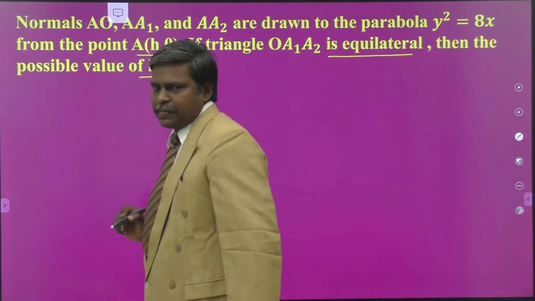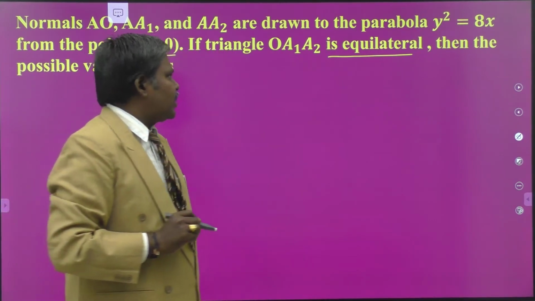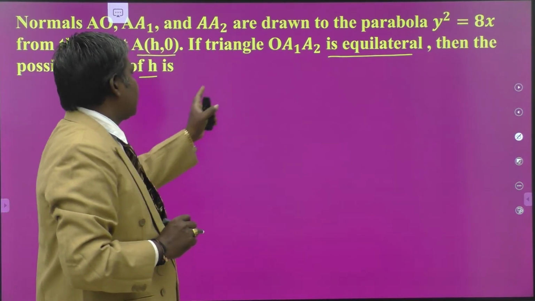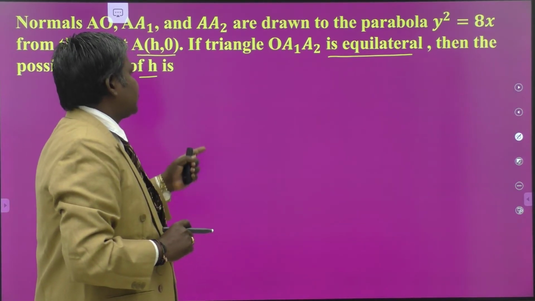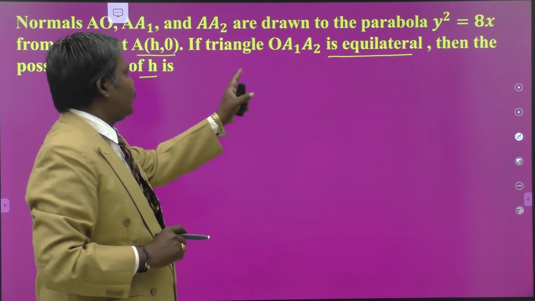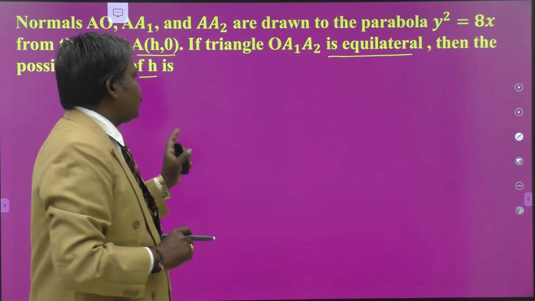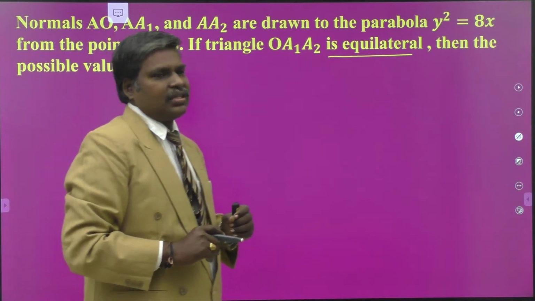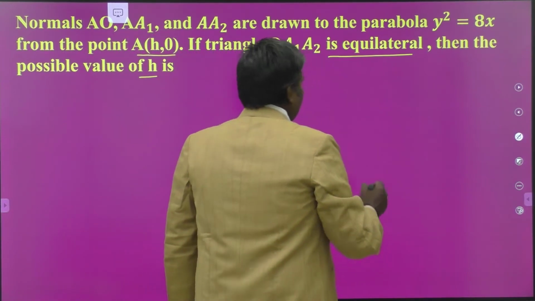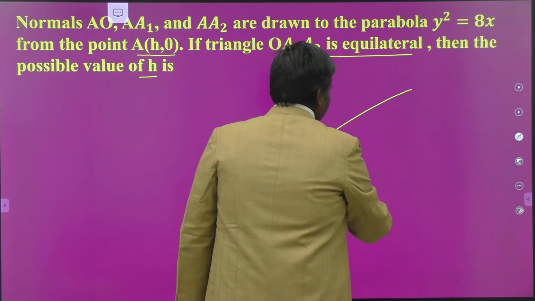This is the question. So what is the question here? Three normals are drawn from a point on the axis of the parabola. They intersect the parabola at O, A1, A2. Those 3 points form an equilateral triangle. Then the possible value of h is what they are asking. For that we are drawing a rough diagram.